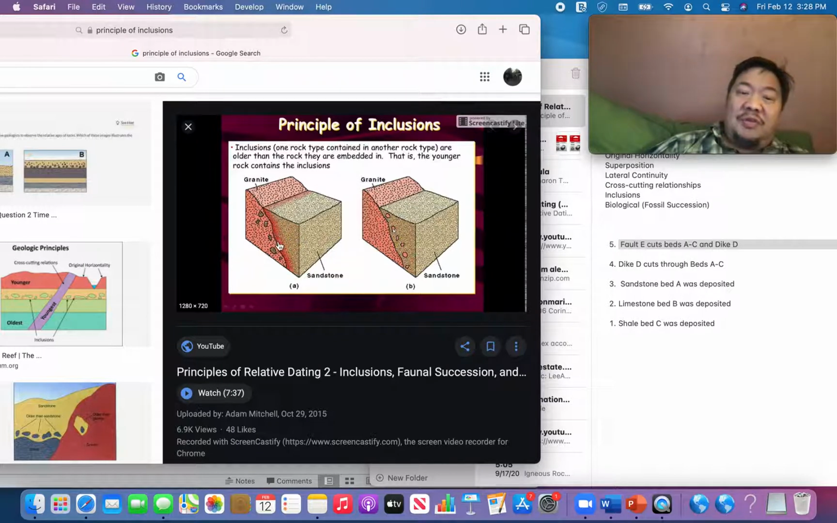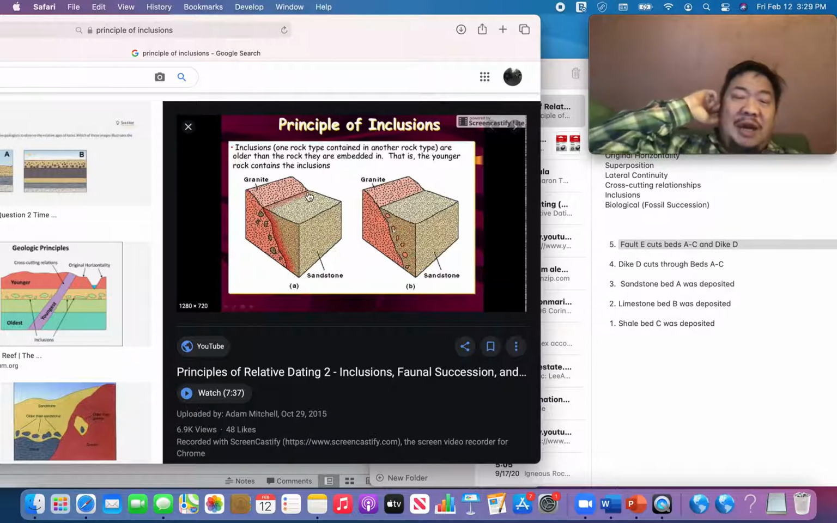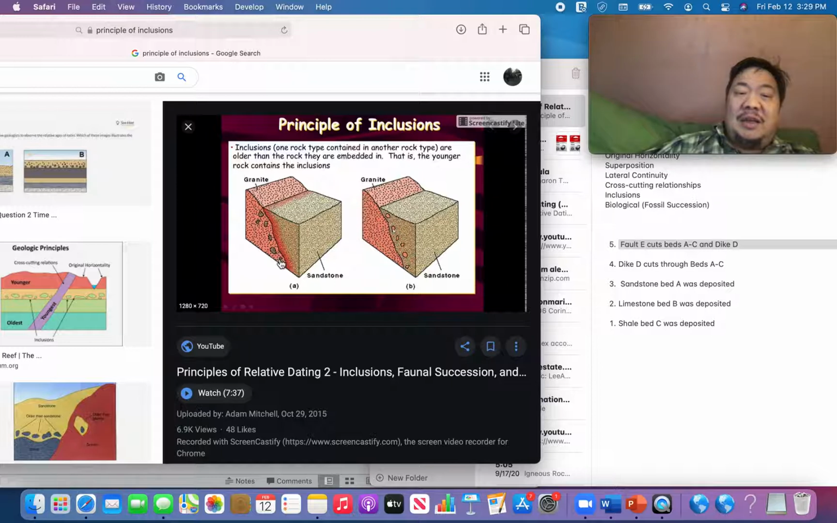Why did they draw this reddish tinge here near the contact? The contact means the boundary between the granite and the sandstone. What they're showing here is that this rock was heated. Remember, granite is a plutonic rock, so it formed from magma deep in the earth. So in this situation, the sandstone was deposited, and then the granite cut through the sandstone, and chunks of sandstone fell into the magma chamber.